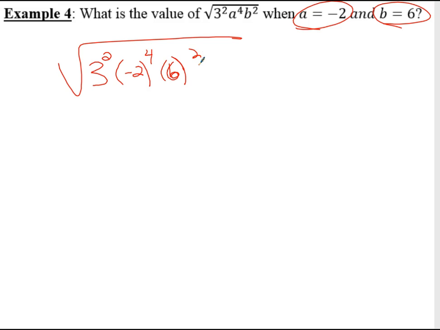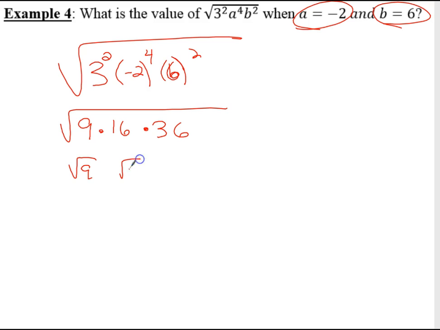So the first thing we're going to do is deal with our exponents. So 3 squared gives us 9. Negative 2 to the 4th gives us positive 16. And then 6 squared gives us 36. Right now what we can do here is, because they're all underneath the square root, we can take the square root of each one of these numbers individually and then multiply it out.